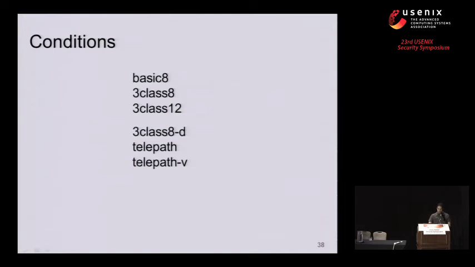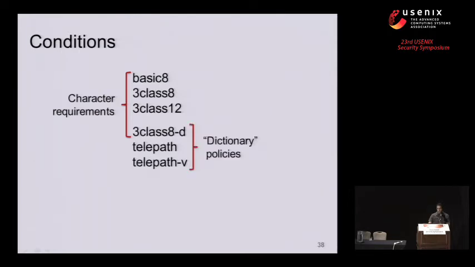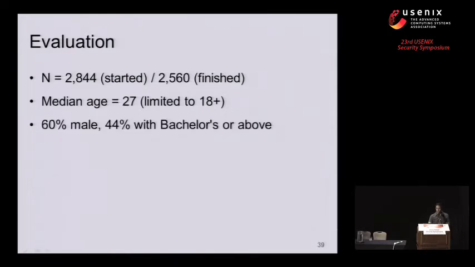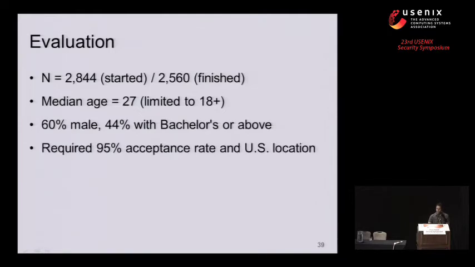So to summarize our conditions, we have basic 8 and 3 class policies that incorporate traditional character requirements, and also policies that I will call dictionary policies because they check passwords against some sort of dictionary. We collected passwords from a little over 400 participants per condition. Demographics were typical for MTurk with a median age of 27 and the study limited to those 18 and over. 60% were male and 44% reported having a bachelor's degree or higher. And we restricted the task on MTurk to those with a 95% acceptance rate and a location within the United States.